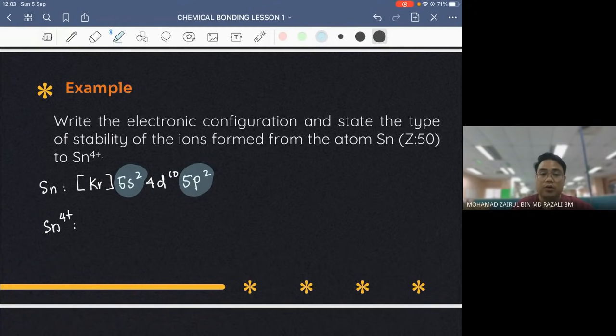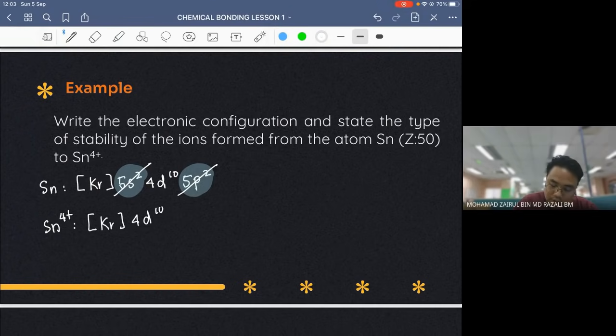5p2. So in order to remove 4 electron, kita akan remove 2 electron daripada 5s, and then kita akan remove 2 electron daripada 5p. So for Sn4+, the electronic configuration will be krypton 4d10. So kalau awak tengok electronic configuration ni, semua orbital dalam tu telah diisi dengan elektron. Okay, mana kita panggil sebagai fully filled orbital.